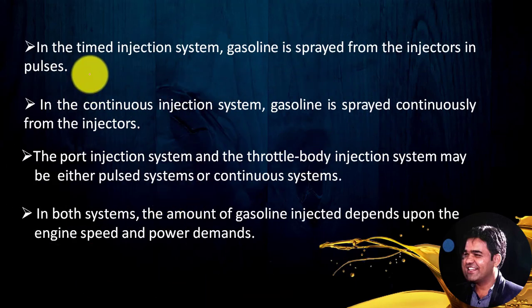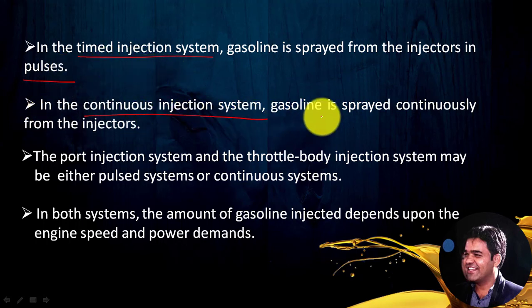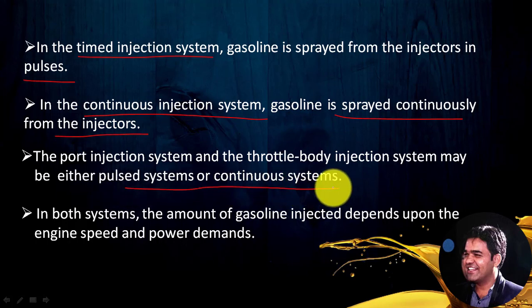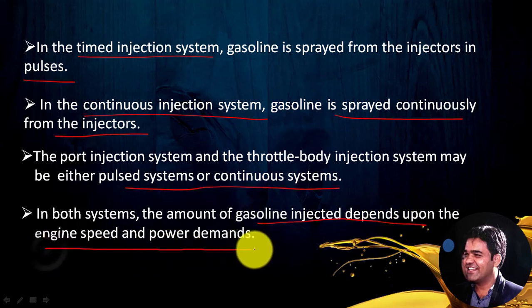In the timed injection, as I said, the gasoline is sprayed from the injector in pulses. That's why it is sometimes called the pulse injection system too. And in the continuous injection system, the gasoline is sprayed continuously from the injector into the intake manifold. The port injection system and the throttle body injection system may be either a pulse system or a continuous system. And in both systems, the amount of gasoline injected depends upon the engine speed and the power demanded.